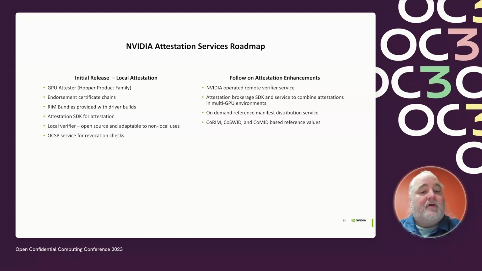It's also adaptable to non-local uses, so you could take the local verifier and port it into a remote verification environment. The other service we provide at the launch of Confidential Compute will be our OCSP service. For those that may not be familiar with that acronym, that is a service to check the certificate status of any certificate. So the certificates that are used for endorsement, the certificates that are used for the RIM bundles, all of those can be checked through OCSP to make sure that we haven't had to revoke them for some security reason or because of some other fault. So that's what's available today or will be available at the Hopper launch this summer.